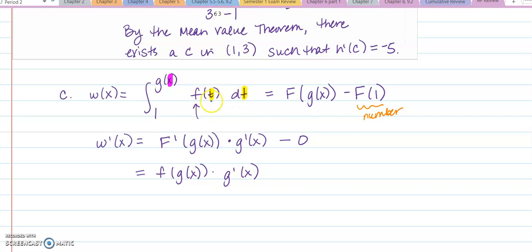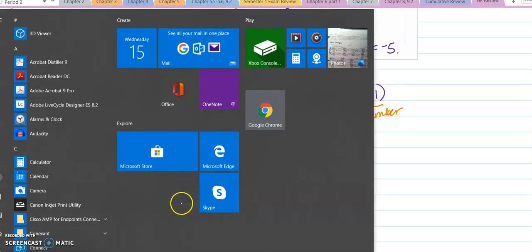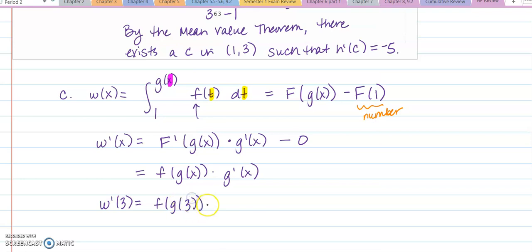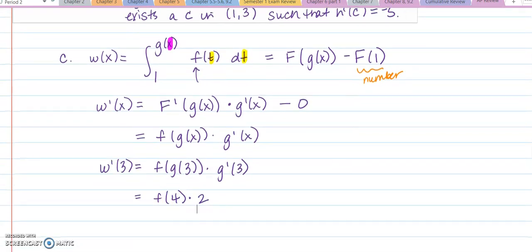That's why the variables here being different matters, because this function can be changing while this one can be input. So it's a big deal. w prime of 3 equals f of g of 3 times g prime of 3. Now you can go back to the table, and g of 3 is 4. g prime of 3 is 2, and f of 4 is equal to negative 1. So we have negative 1 times 2 is negative 2.